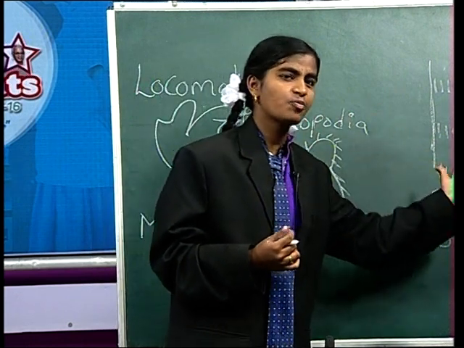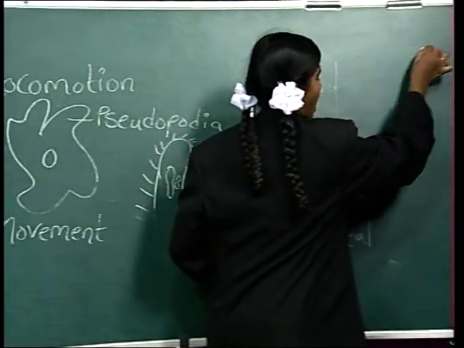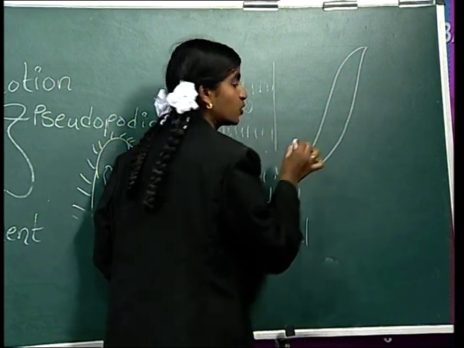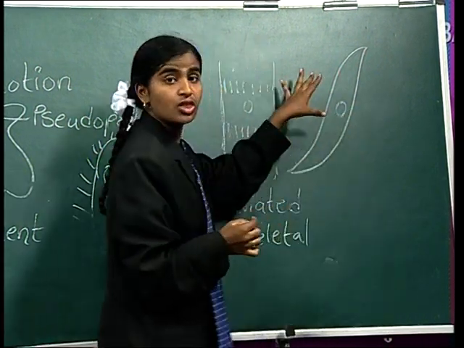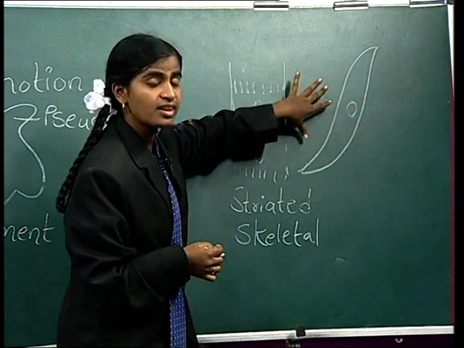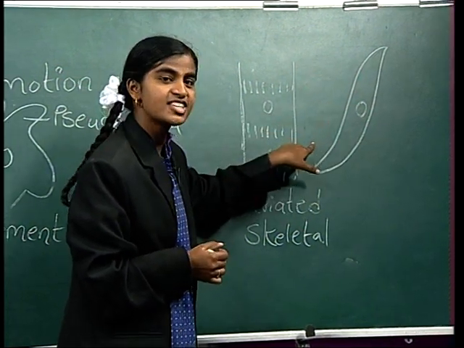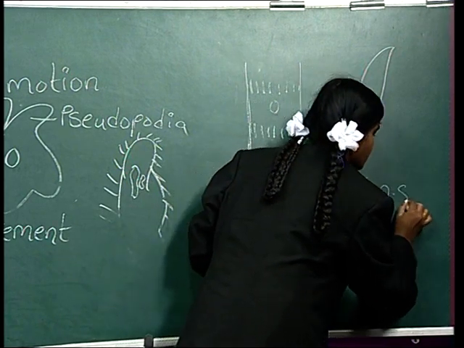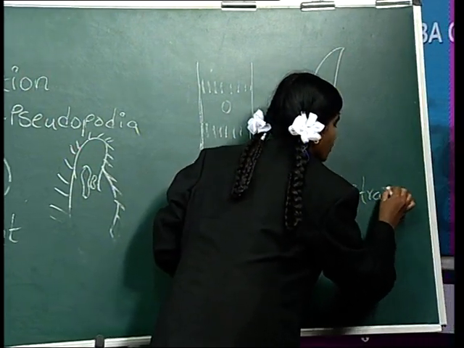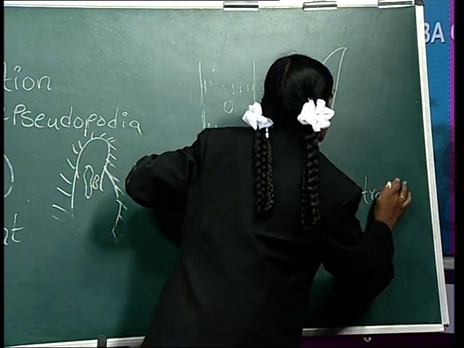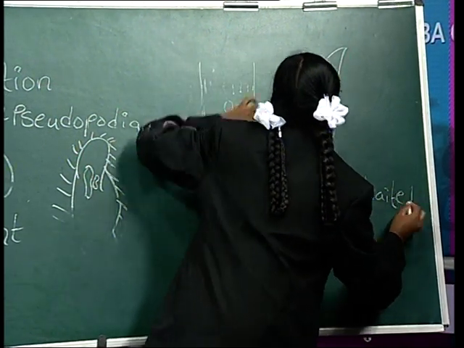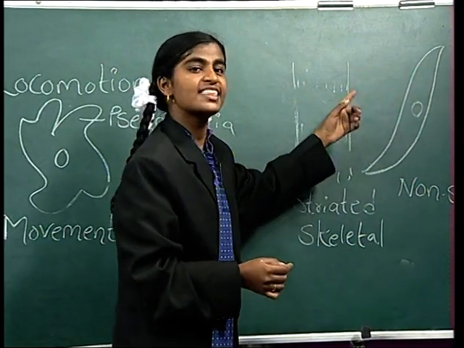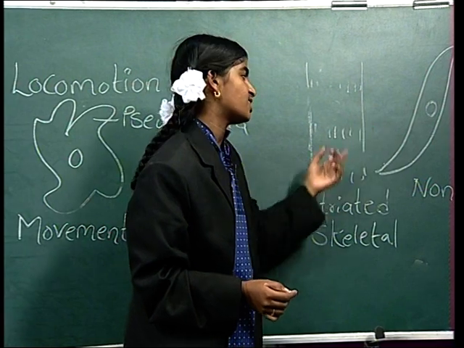And another type of muscles are non-striated, containing a single nucleus, and without striations. So, friends, this muscle is called non-striated muscle. Friends, do you observe this non-striated muscle is very smooth? So, this muscle is called smooth muscle.